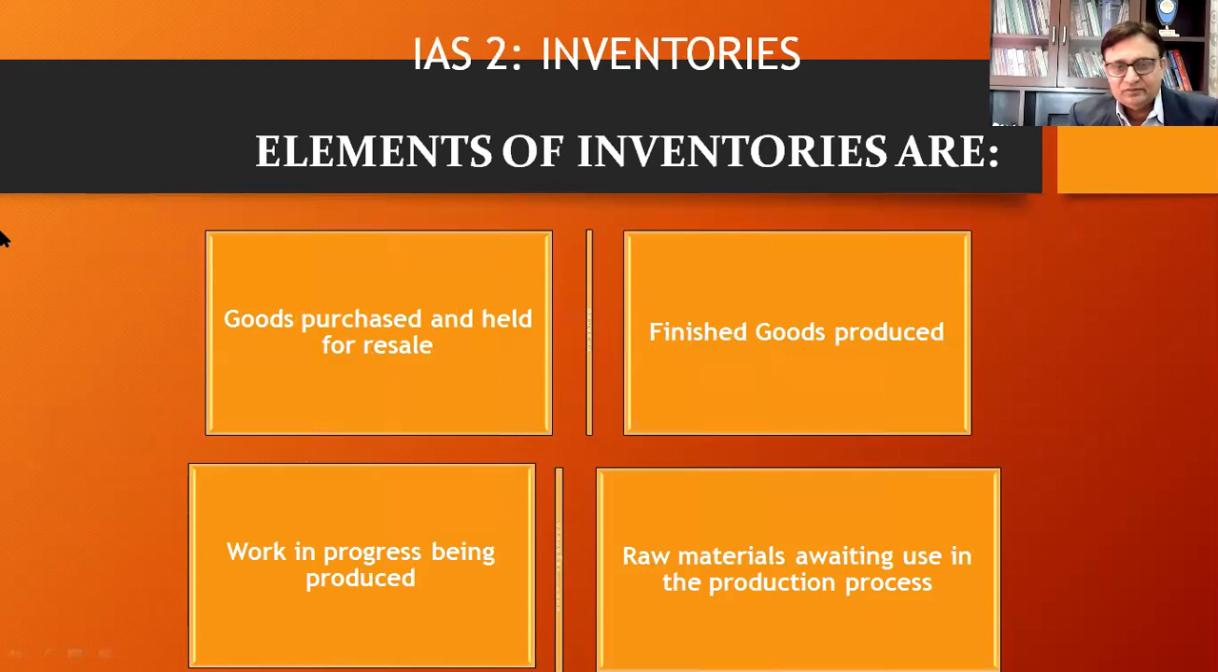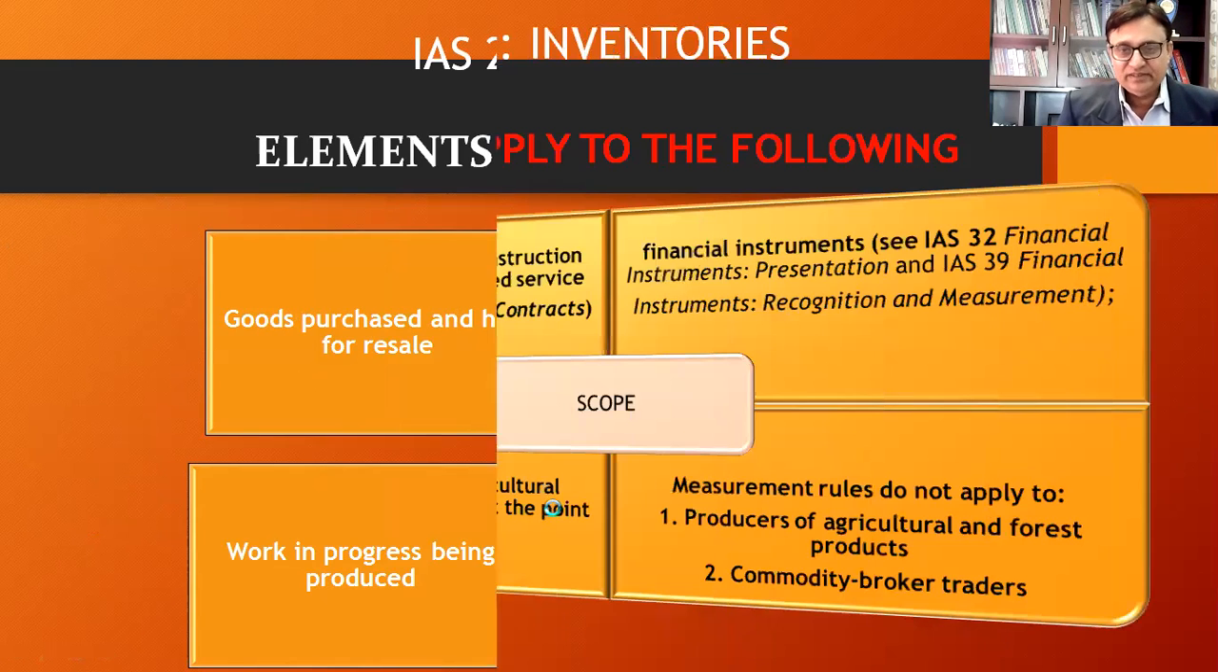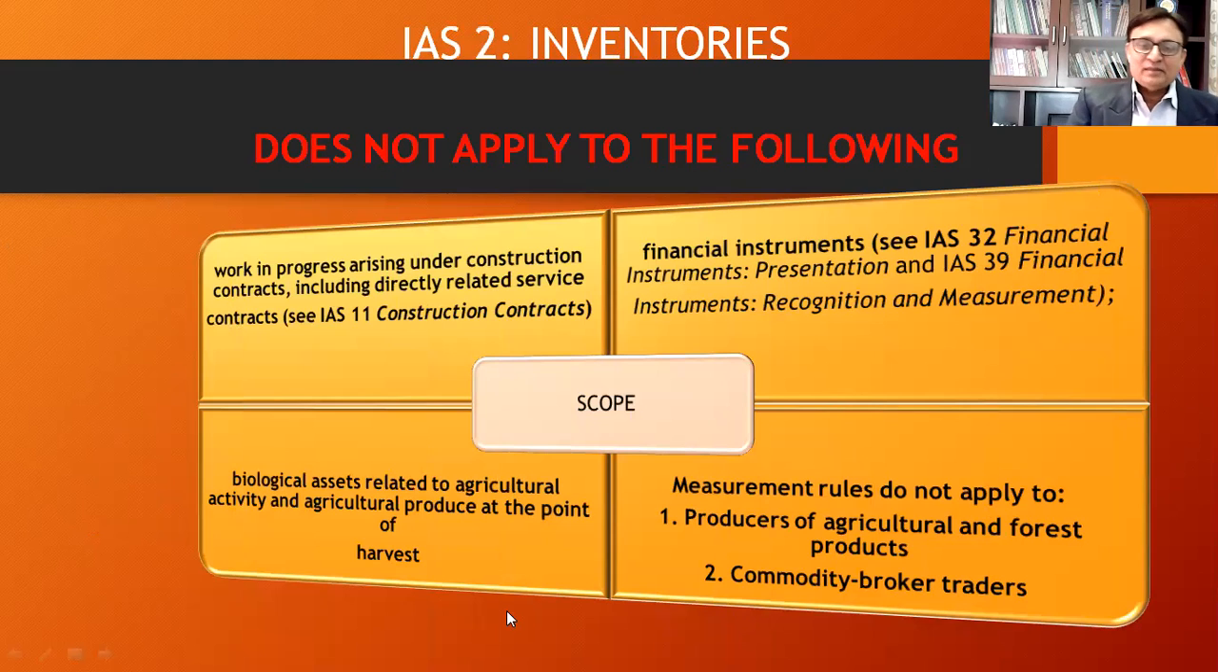All other things which are not covered under the definition, that means goods purchased and held for sale, finished goods, work in progress, and raw material awaiting use in the production process, which are the elements of inventory, are not part of the inventory, and for them we have different accounting standards. For example, for construction contracts, we have IAS 11. For financial instruments, we have IAS 32 and 39. Similarly, for biological assets, we have IAS 41, and for the producers of agriculture and forest products, we will be using IAS 41.